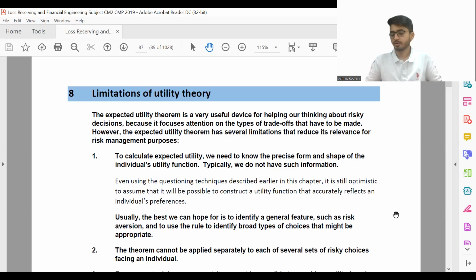To calculate expected utility, we need to know the precise form and shape of the individual's utility function. Typically, we do not have such information. Next, even using the questioning techniques described earlier in this chapter, it is still optimistic to assume that it will be possible to construct a utility function that accurately reflects an individual's preferences. So even with whatever answers we are getting, it is still difficult to say whether that is accurately capturing all the preferences or not.